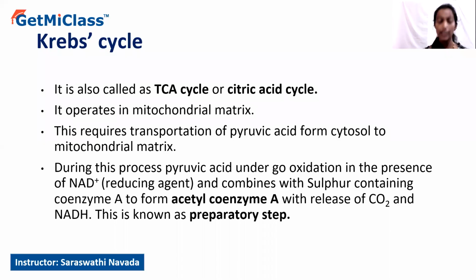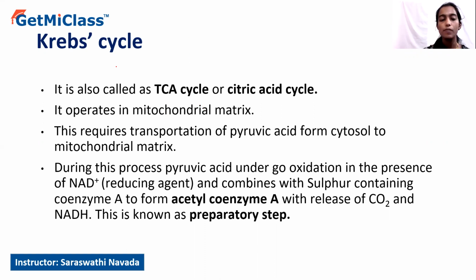Welcome class. In this session, we will be discussing the further steps of aerobic respiration. Among that, one is the Krebs cycle. This Krebs cycle is included under aerobic respiration because this particular cycle occurs in the mitochondria. Followed by glycolysis, both the Krebs cycle and the electron transport system occur in the mitochondria, which is known as the powerhouse of the cell.